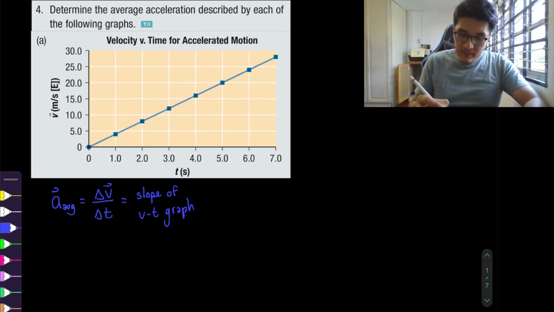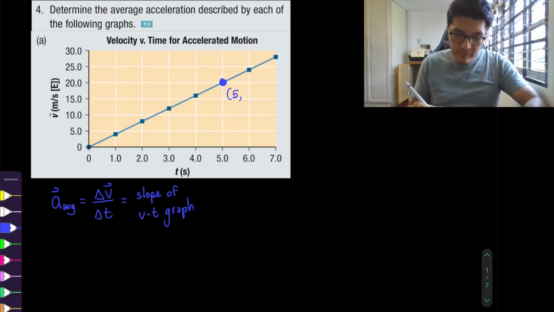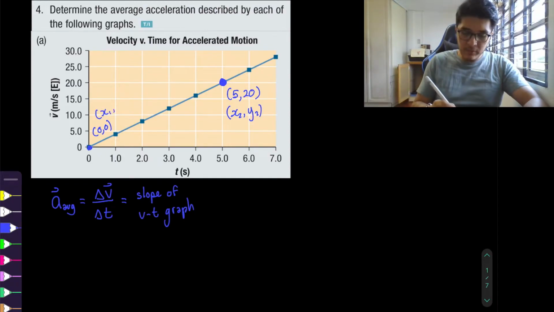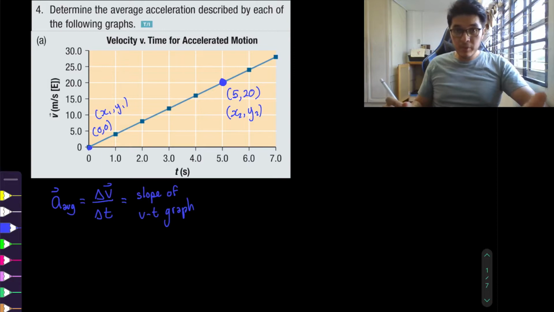So here, notice that we have one point that's really nice at the 5-second mark. At the 5-second mark, the velocity there is 20 meters per second. And another nice point is actually right at the origin, so it's (0, 0). To help us out in our slope formula, we could label this as x2, y2, and this as x1, y1. This helps with the rise over run formula, which is the change in y values over the change in x. So let's calculate this.